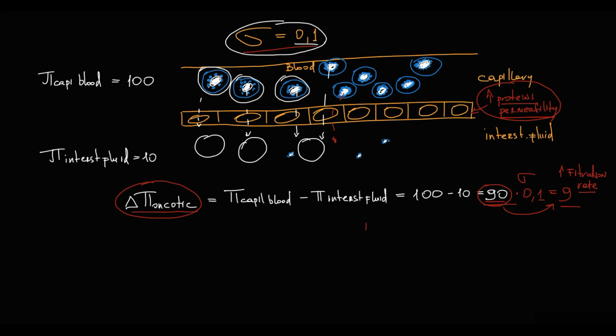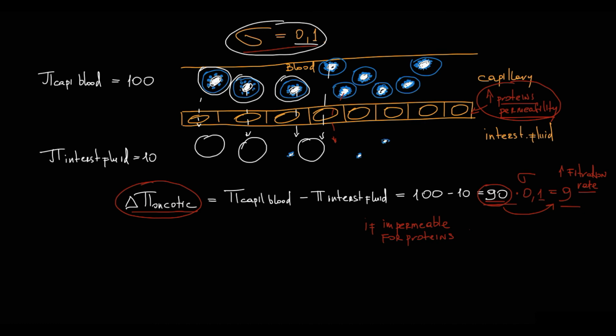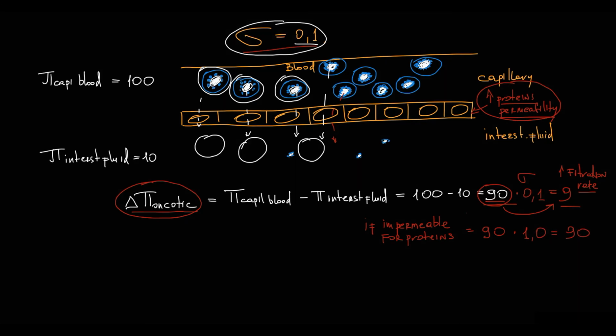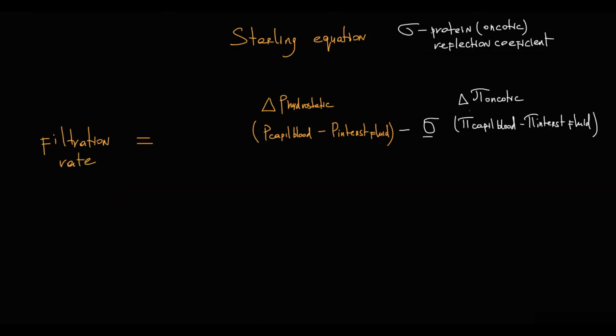And if the membrane is totally impermeable for proteins, all proteins remain in capillary blood, so oncotic pressure remains the same, it does not change, so it doesn't need any corrections. That's why in this case, the reflection coefficient is maximal, 1.0, and 90 multiplied by 1.0 remains 90. So as we see, in this case the oncotic pressure difference remains the same. That's how the reflection coefficient corrects the colloid osmotic pressure difference.